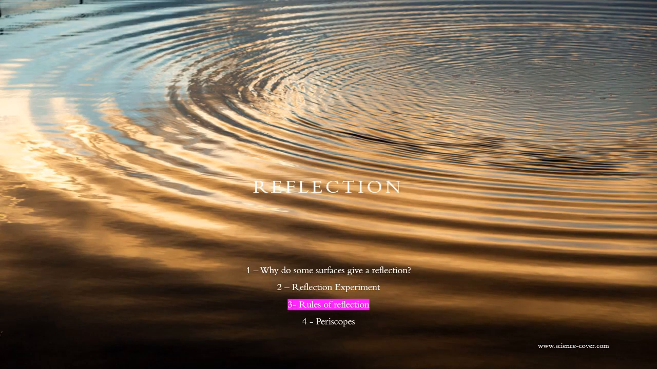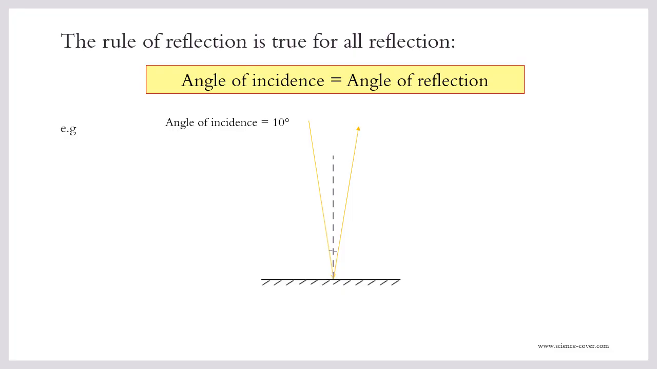Now let's move on to look at the rules of reflection. The rule of reflection is true for all reflection, so the angle of incidence will always equal the angle of reflection. In this diagram, we can see an angle of incidence of 10 degrees, which means that the angle of reflection should also be 10 degrees.